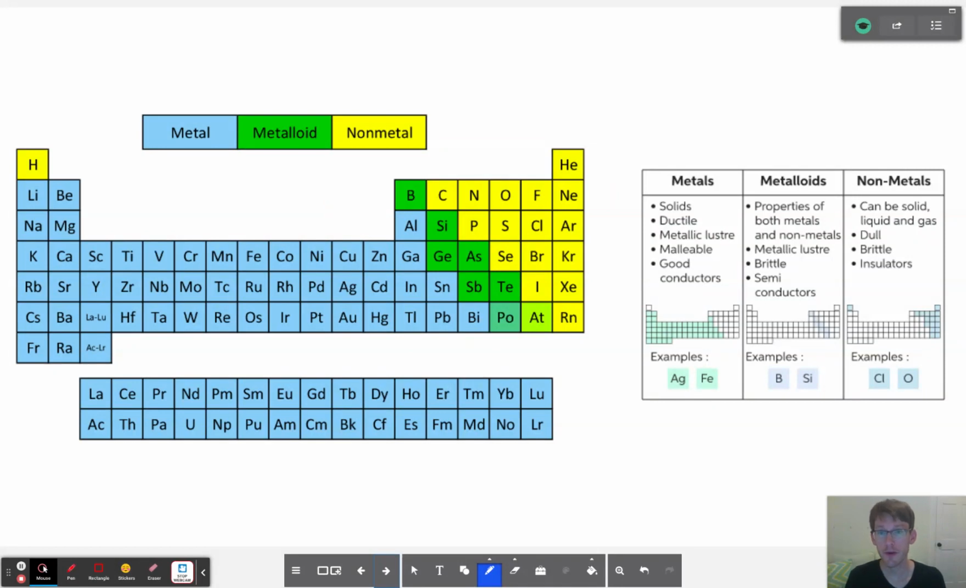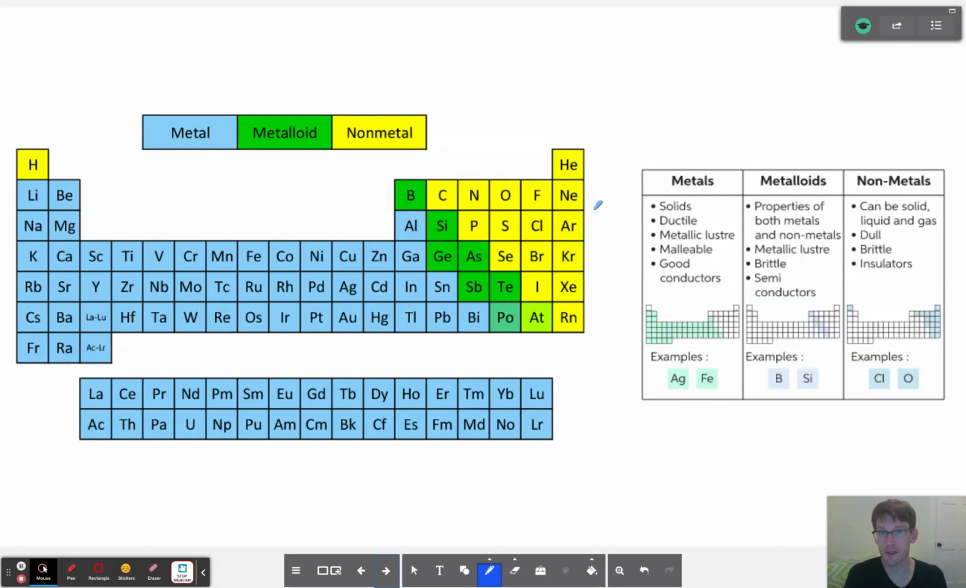On the left side, we've got our metals, and on the right side, we've got nonmetals. The majority of the periodic table is metals, which tend to be solids, the exception being mercury. They're ductile, meaning that they can be drawn into a wire. They're shiny with this metallic luster. They're malleable, which means that they can be hammered into different shapes. And they're very good conductors of electricity and heat.